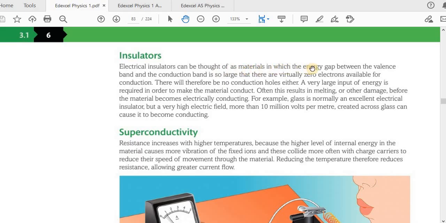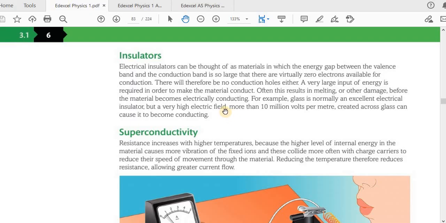Insulators can be thought of as materials in which the energy gap between the valency band and the conduction band is so large that there are virtually zero electrons available for conduction. There will therefore be no conduction holes either. A very large input of energy is required in order to make the material conduct, that is insulators. For example, even an insulator can conduct if the voltage across its ends is so high.